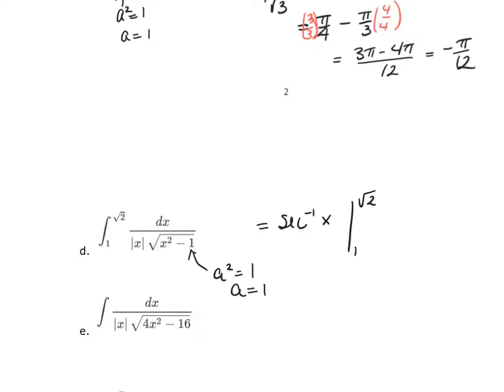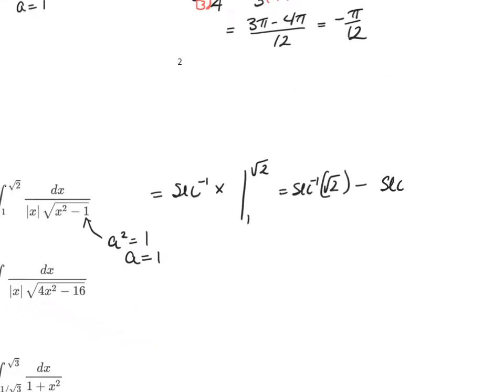So I'm going to do the secant inverse of the square root of 2 minus the secant inverse of 1. The secant inverse of the square root of 2, well, that happens when we're at pi over 4. So when I see the square root of 2, it's pi over 4. And then for secant to equal 1, remember secant is the reciprocal of cosine. So for the secant inverse to equal 1, that means I must have had the cosine to equal 1, and that means I have 0. So my final answer is pi over 4.